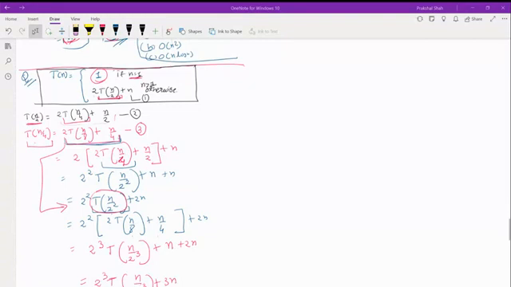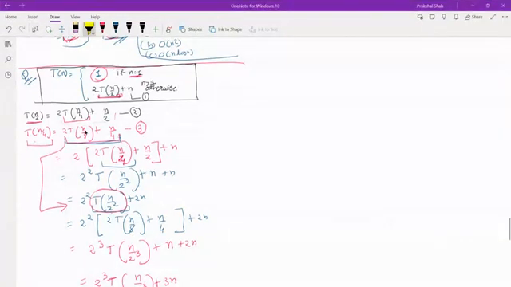T of 1 is equal to 1. How? You are given here that whenever n is equal to 1, your answer would be 1. It is your base case. So whenever you are given this kind of thing, your T of 1 would be 1 in that case. Okay?